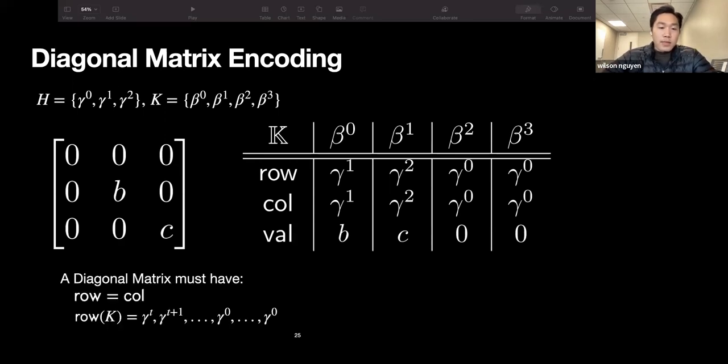It turns out that the row polynomial is the exact same as the column polynomial, and that the row polynomial's evaluations over K follow this particular pattern. It's a geometric sequence which starts at gamma to T and has a common ratio gamma. And then at some point, it evaluates to gamma to the 0 and then just keeps on being gamma to the 0. So let's look at that a little more closely.